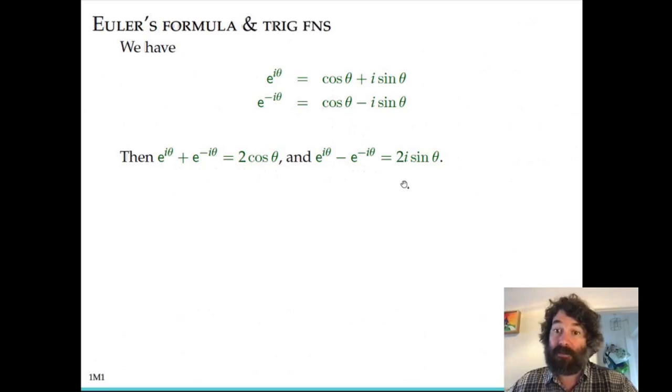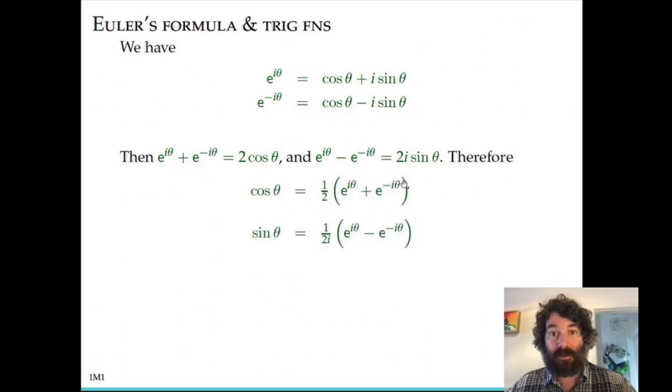And so this relates the cosine and sine functions directly to the complex exponentials. So you can write cosine in terms of complex exponentials, e to the i theta and e to the negative i theta. And also we can write sine the same way. So they're related by these two formulas.